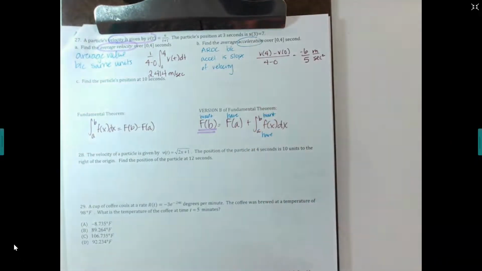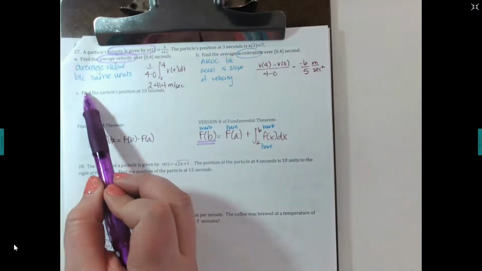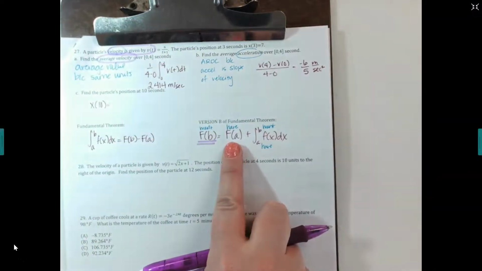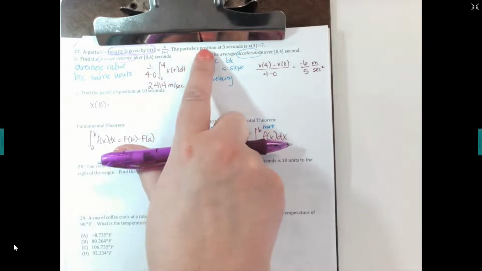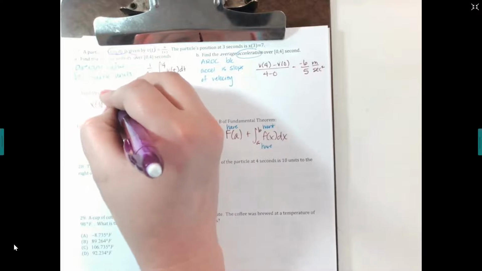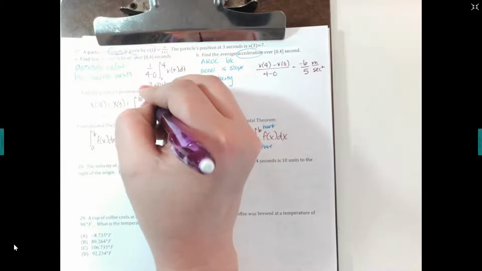So let's use that for part C. When do I want the position? At what time in part C? We want the particle's position at 10. So I want x of 10. When do I have the position? Go back and read the question. It says right here, the particle's position at 3 is x of 3 equals 7. So I know x of 3 plus the integral from what I have to what I want of velocity.